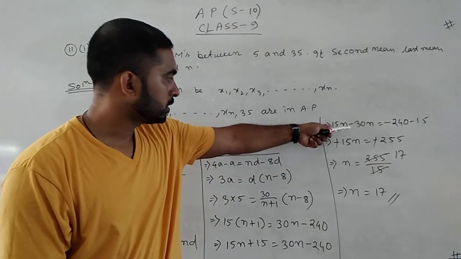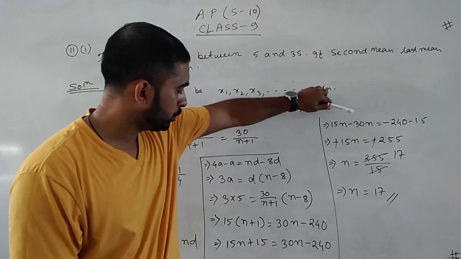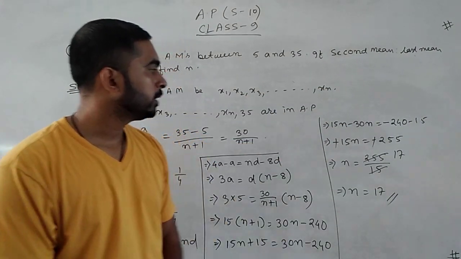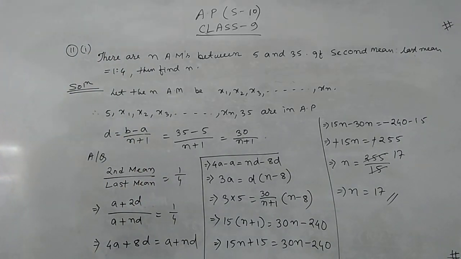So 15n minus 30n equals minus 240 minus 15. So minus 15n equals minus 255. So n equals 255 by 15, equals 17. Done?